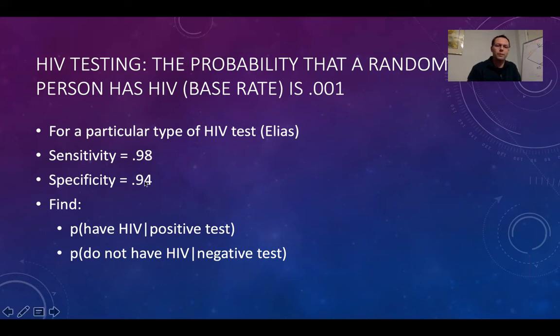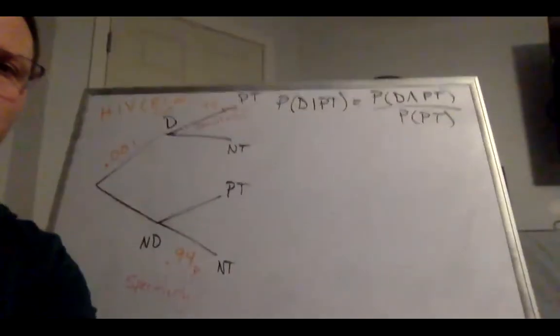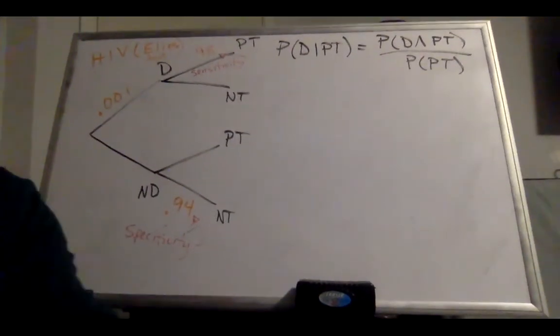Remember, as this goes up, this goes down. So 94% would be the probability that you correctly identify a person as not having it when they don't have it. And what will we be interested in? Of course, the probability that we actually have HIV, given that the test is positive. And then, of course, the probability that we do not have HIV, given that the test is negative. So I'm actually going to stop the sharing, and I'm going to take you to my whiteboard so that we can navigate this.